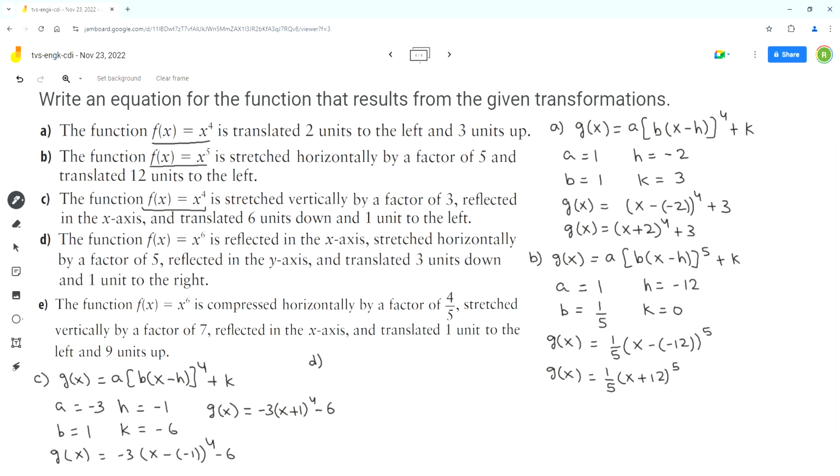The function f at x equals x to the power 6. This function has exponent 6. It is reflected in the x-axis, stretched horizontally by a factor of 5, reflected in the y-axis, and translated 3 units down and 1 unit to the right. So let's start by writing the general equation. Now we can list the a, b, h, and k values.